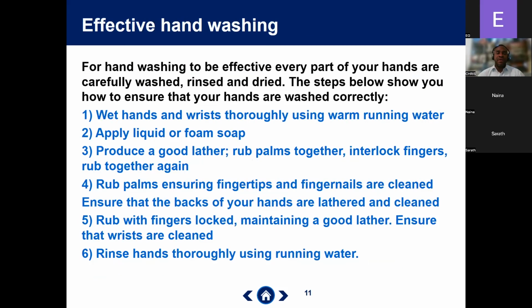Thank you. So infection control, effective way of hand washing. For hand washing to be effective, this is how we do it. Every part of your hands, my hands, are carefully washed, then rinsed and dried. These 3 steps. It must be carefully washed with water and soap, preferably warm water. It must be rinsed after using the soap, and it must be dried, either using the hand dryer or the hand towel.